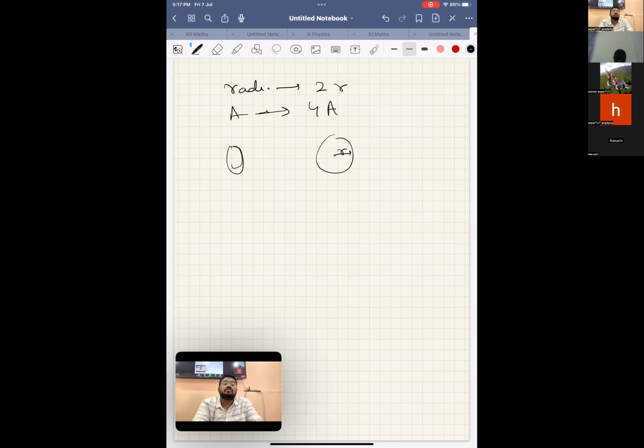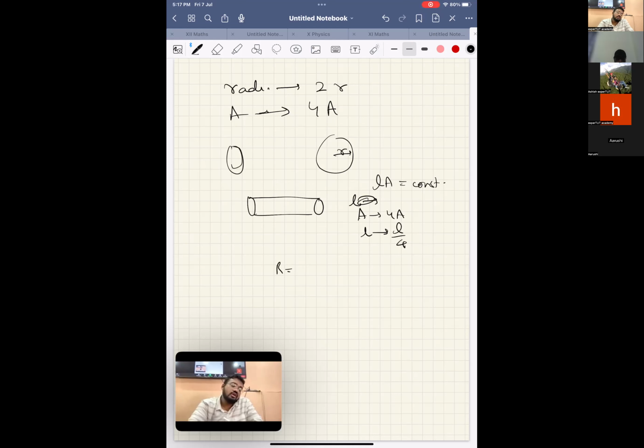Area becomes 4 times. Okay, if radius is tripled, area becomes 9 times. So if area becomes 4A, the length becomes L by 4 because LA is constant. Fine. L becomes L by 4.